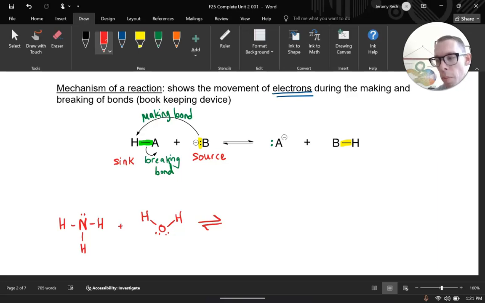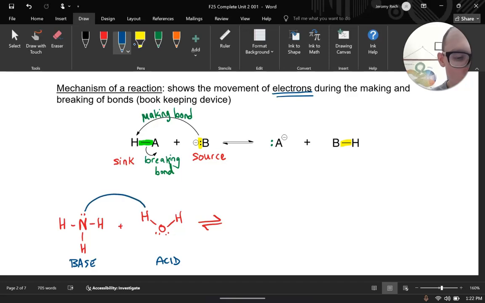Eventually, through our pKa tables, which we'll get to in, I think, 2 or 3 videos, we are going to learn that our ammonia is going to be a stronger base, and therefore our water is going to be our acid. So if we wanted to show this mechanism or this movement of electrons to make bonds and break bonds, we're going to start with our source, which is going to be our base. And this is going to be the lone pair of electrons on our nitrogen.